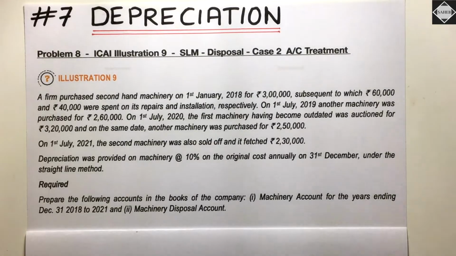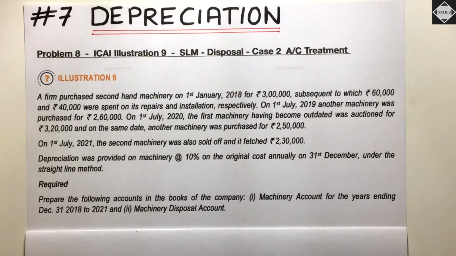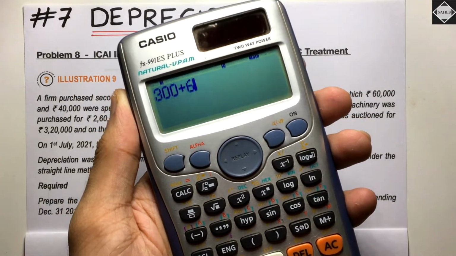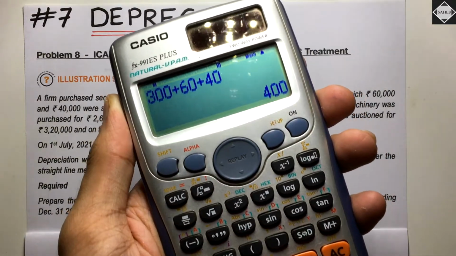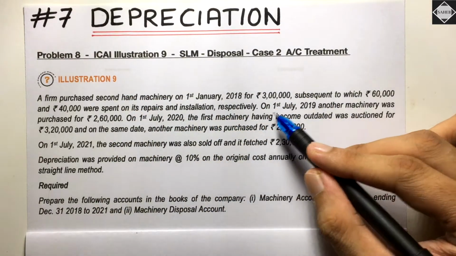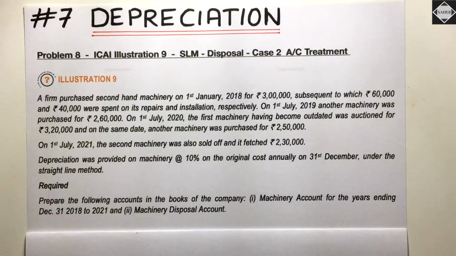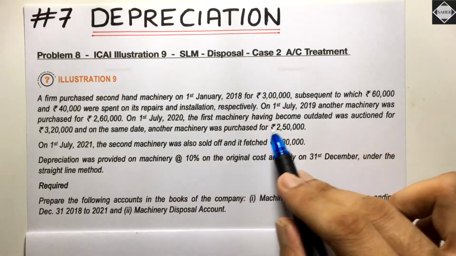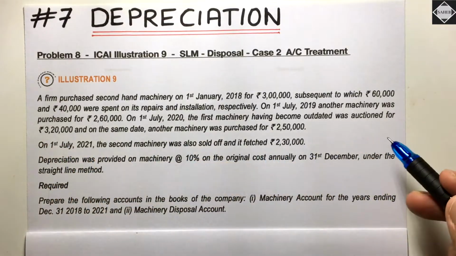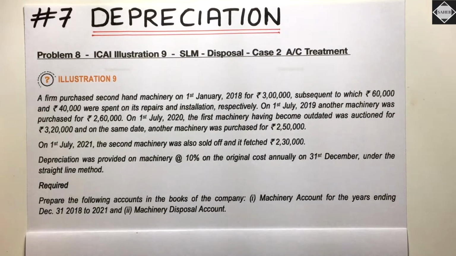So what would be the cost of this machinery? Not 3 lakh. It will be 3 lakh plus 60,000 plus 40,000. So that's equal to how much? 4 lakh, isn't it? So 4 lakh will be the cost of that machinery. And then they are saying on 1st July 2019, another machinery was purchased for 2,60,000. On 1st July 2020, the first machinery having become outdated was auctioned for 3,20,000. So here they are disposing of the first machinery, that 4 lakh machinery. Let's see this on the timeline. It will become easy for us to understand properly.